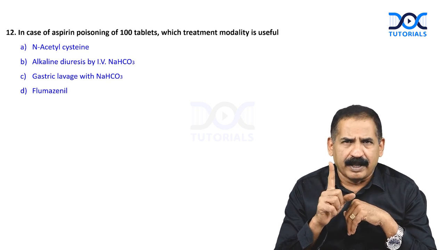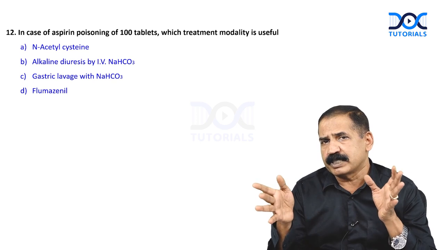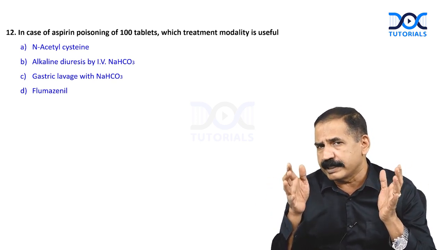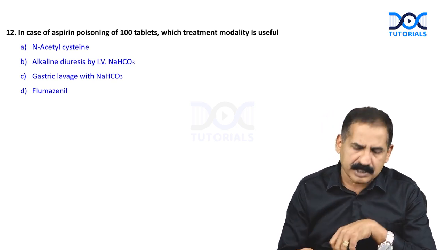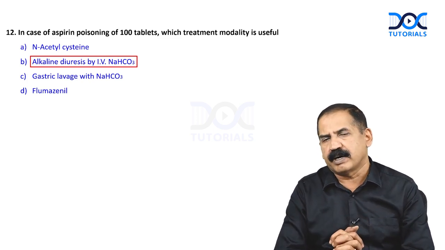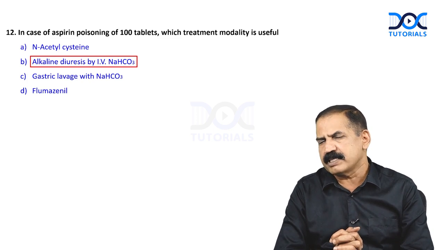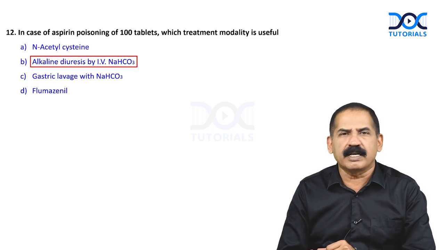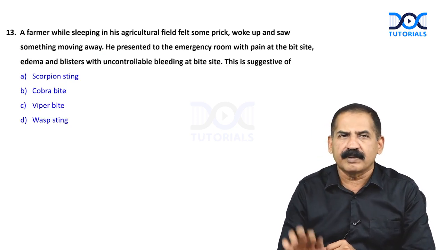But you know very well, we always teach that in case of salicylates and barbiturates, the ideal treatment modality is alkaline diuresis by sodium bicarbonate. Aspirin is acetylsalicylic acid. Okay, the answer is alkaline diuresis by IV sodium bicarbonate.